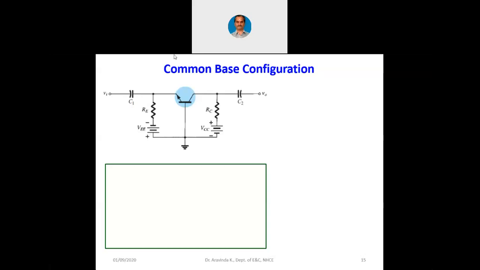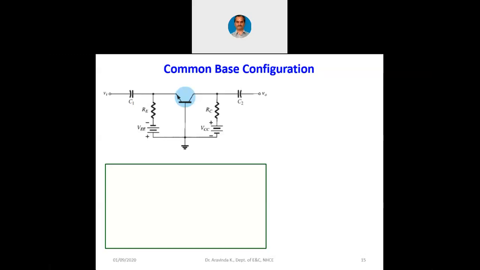So in this configuration, we have two power supplies. In the common base configuration, we have two power supplies. One is to the base emitter junction and one is to the base collector junction. We have to give them individually. Now, we have one RE along with VEE so that the base to emitter junction will not get short circuited. And we also have an RC along with VCC so that the base collector junction also does not get short circuited. That is the purpose of RE and RC.